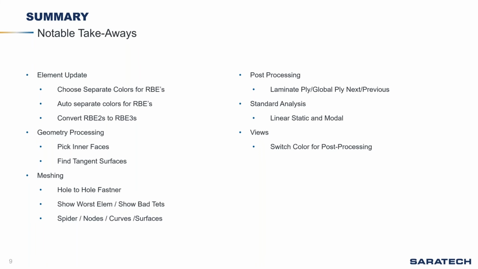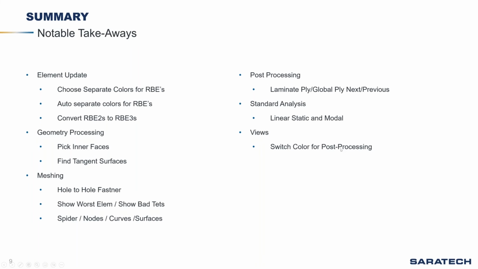And then there's also the convert RBE2s to RBE3s. Very handy if you find your RBE2s to be a little too on the stiff side, or if you're like me, you're lazy and you do the spider, which automatically creates RBE2s, and then you just go through and change them to RBE3s.